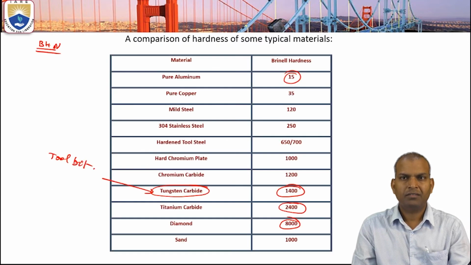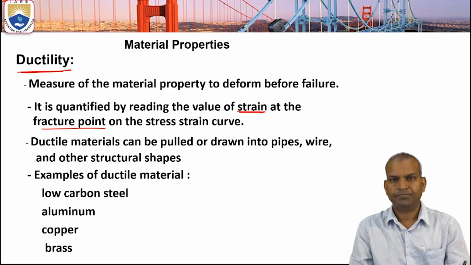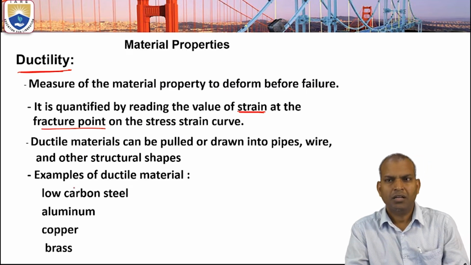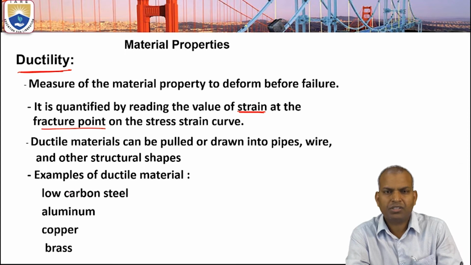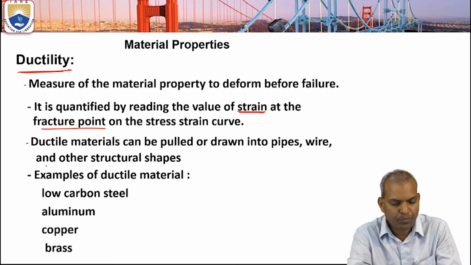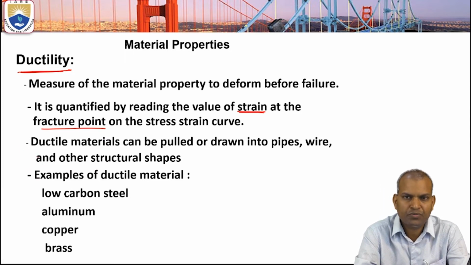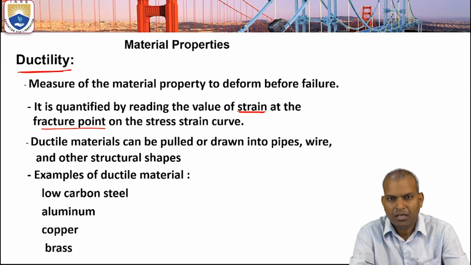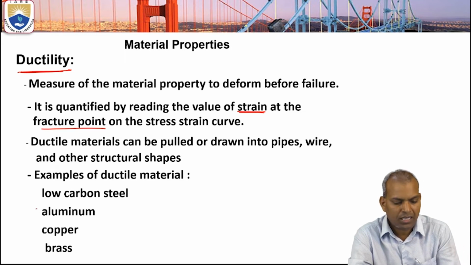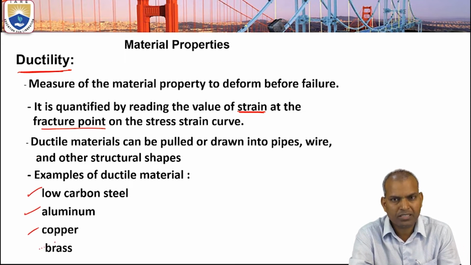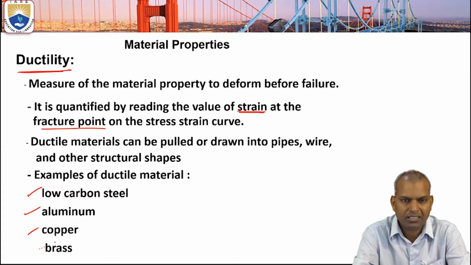So thus we can quantify this ductility. Ductile materials can be pulled or drawn into pipes or wires and other structural shapes. For example, what are the examples of ductile materials? Low carbon steel, pure aluminium, copper, brass all come under ductile materials. And one more material is gold and silver.